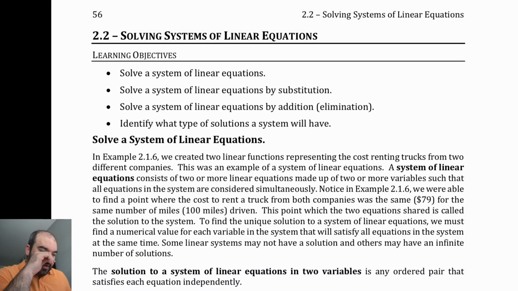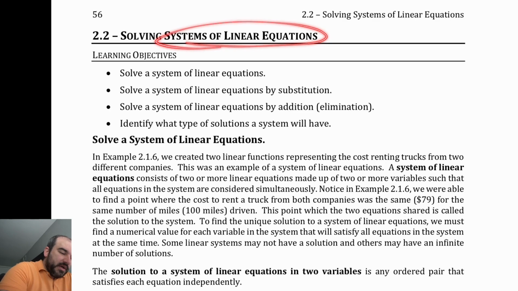Solving systems of linear equations. Usually when we talk about systems of linear equations, we mean two or more equations.